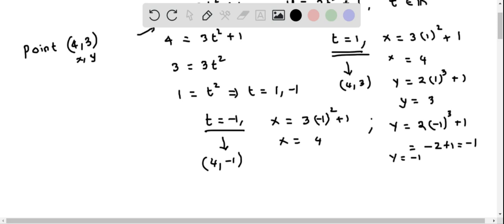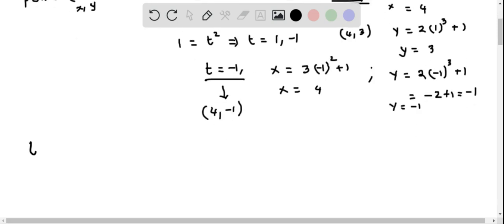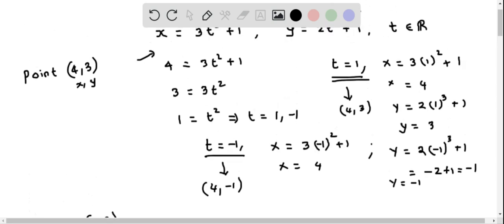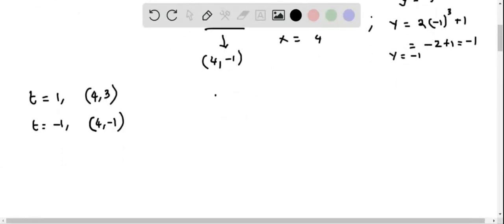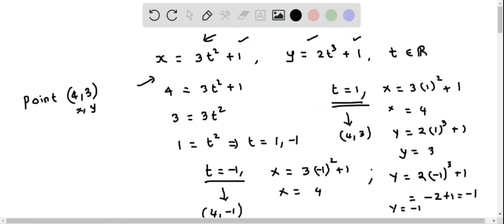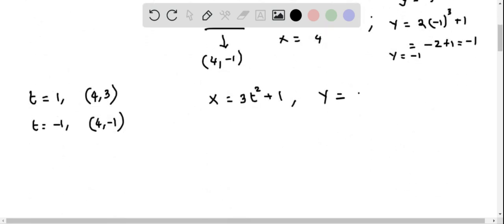So let's put the points when t equals 1 and t equals negative 1. When t equals 1, the point is (4, 3). When t equals negative 1, the point is (4, negative 1). And we now need a slope so that we can find the equation of the tangent line with a positive slope. So first, let's determine the slope of this parametric equation. Let me copy the parametric equation. We have x equals 3t squared plus 1, and then y equals 2t cubed plus 1.